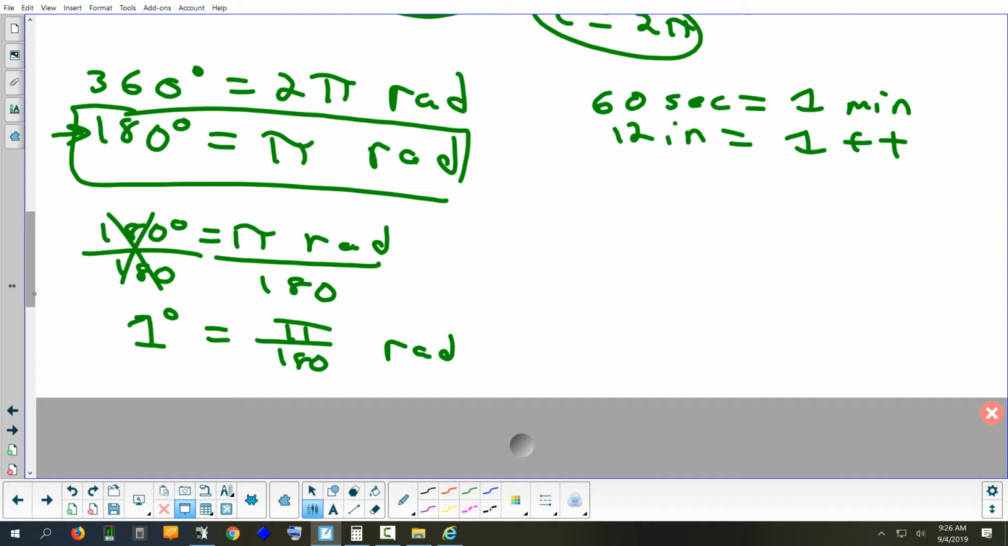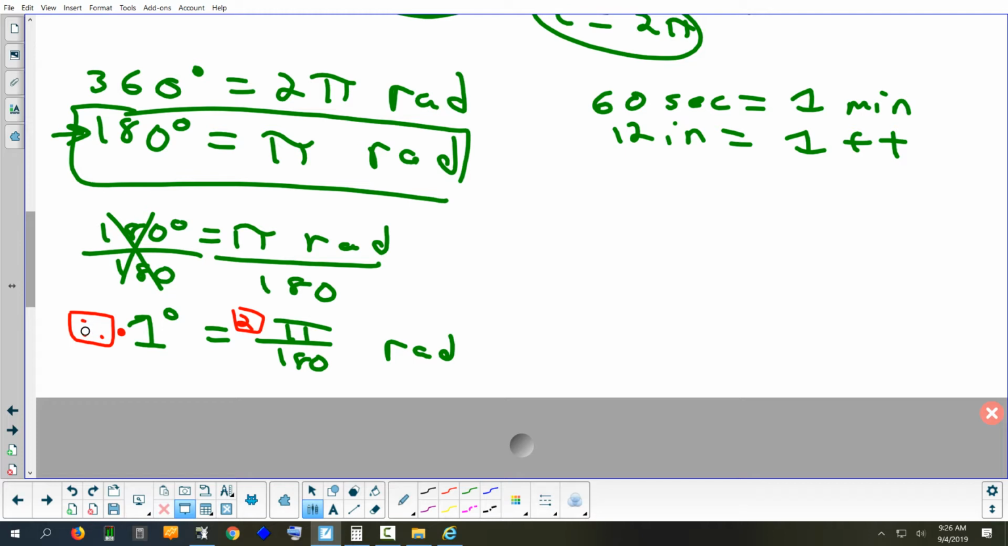Let's say I wanted to know how many radians in 2 degrees. What could I multiply each side of that equation by? Let's put a box here. If you put a 2 here and a 2 here, now you've got a formula for 2 degrees. 2 degrees equals 2 pi over 180 radians.